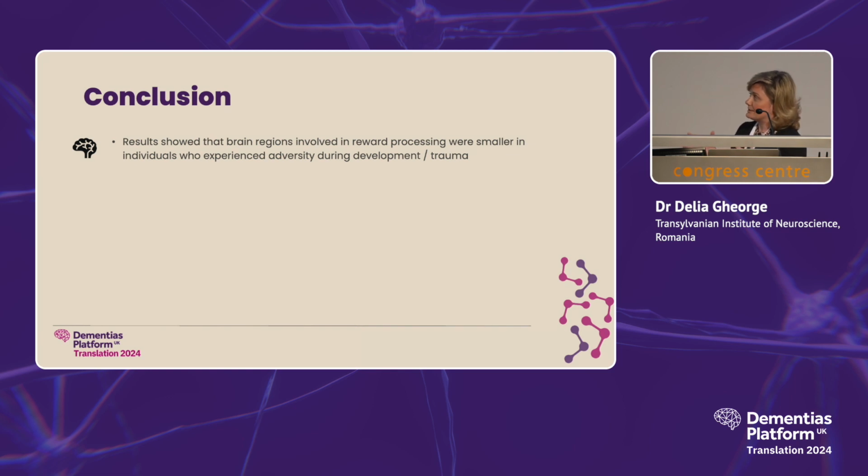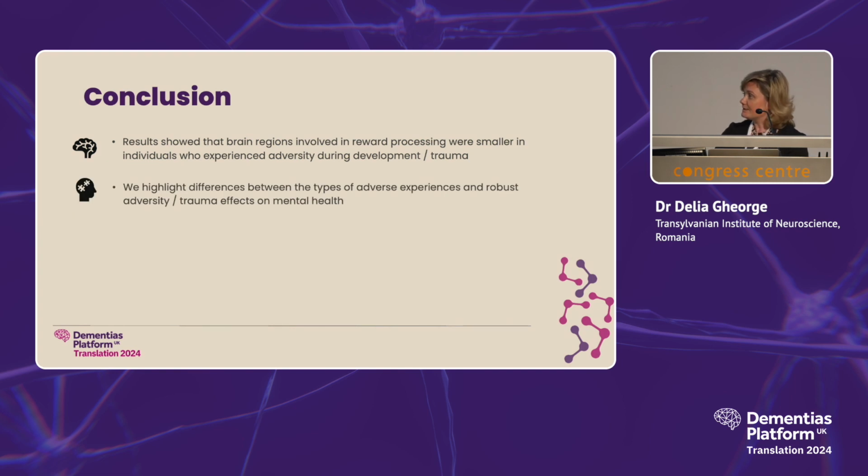Of course, we see that some of the brain regions that we looked at were indeed smaller in some of the individuals who reported adversity, which is what we're seeing in the literature. However, it's important that this wasn't apparent for all kinds of adversities, and there are differences between the types of adversity. So this is something that we as a group are moving forward to understand: how all of these kinds of experiences might have different effects from a biological perspective.